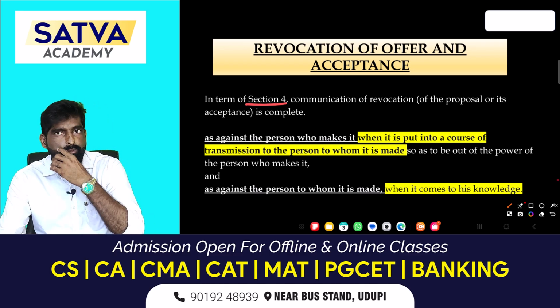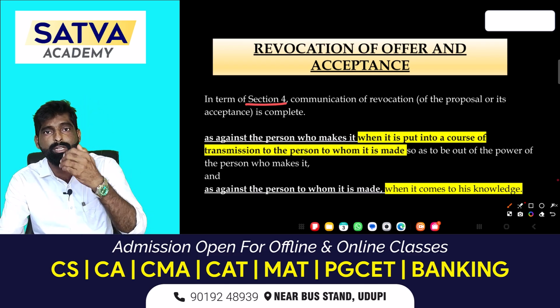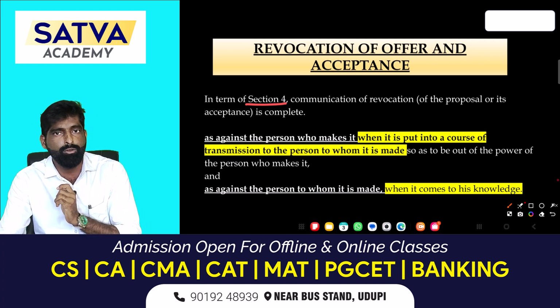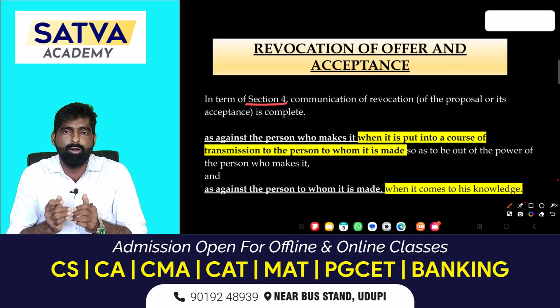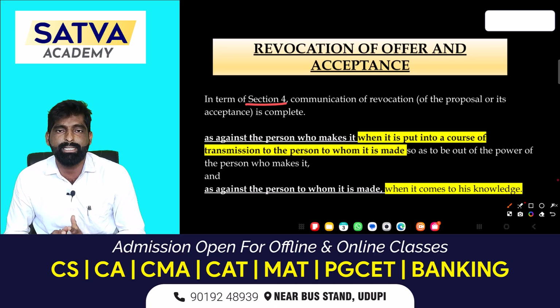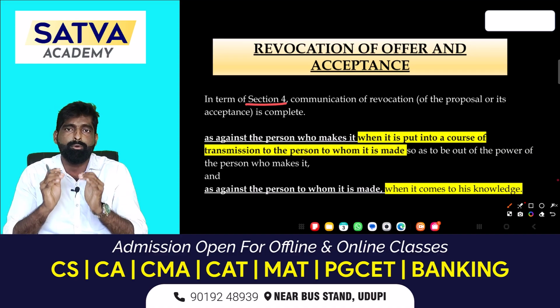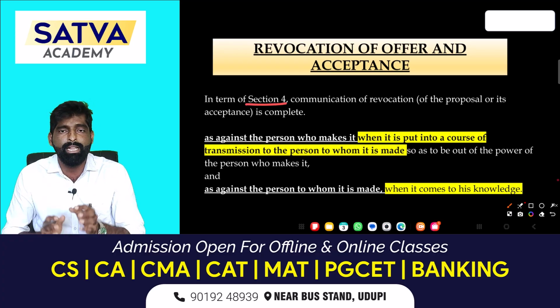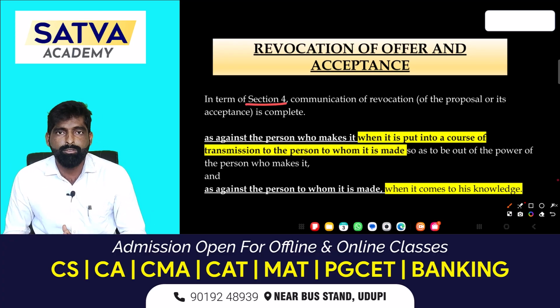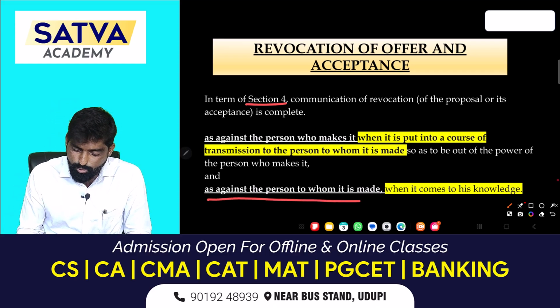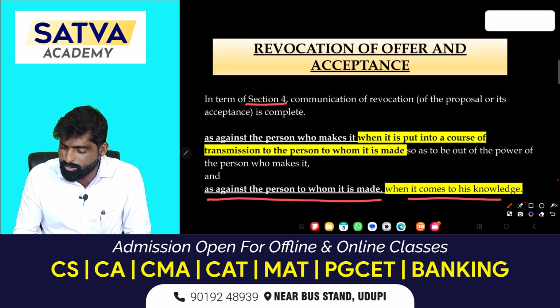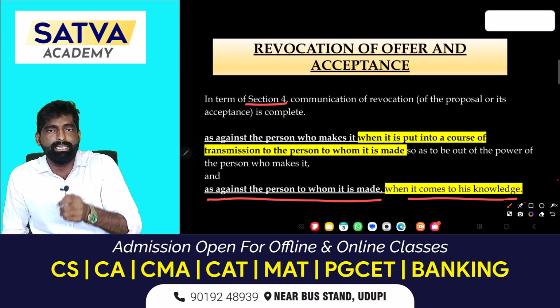For example, when you make an offer to the other party and now you want to revoke that offer, you have to send a message to the other party. Now when exactly is it revoked? Sometimes you may send the message using electronic devices like mobile phones or emails. When you put that message into a course of transmission, it will be a revoked offer. Then how does it affect the other party? As against the person to whom it is made, it is complete when it comes to his knowledge. So when your message reaches the other party, it will be a revoked offer.